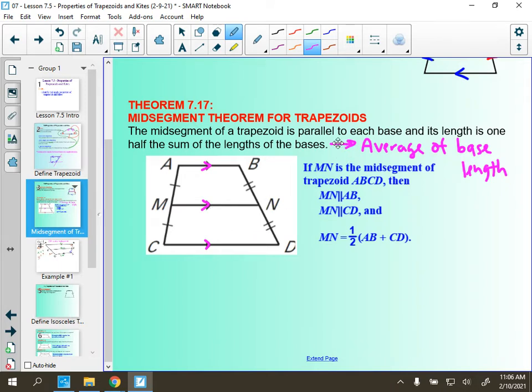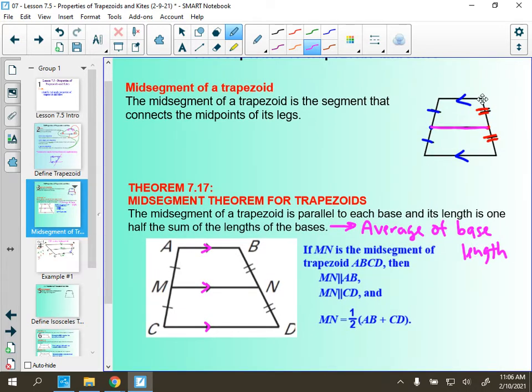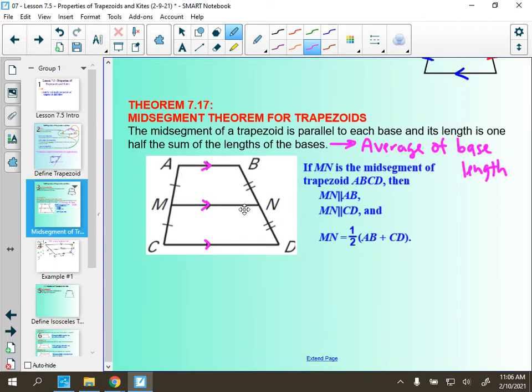But two things we need to know about the mid segment. So what is it? It connects the midpoints of the legs. And then two properties: it's parallel to the bases, and it's the average length of the bases.